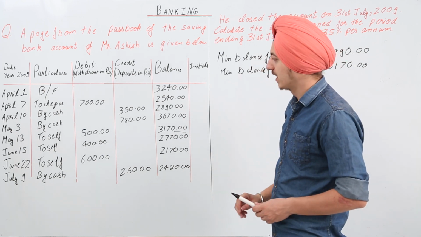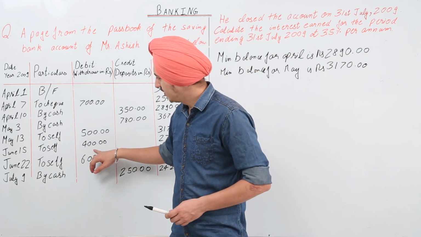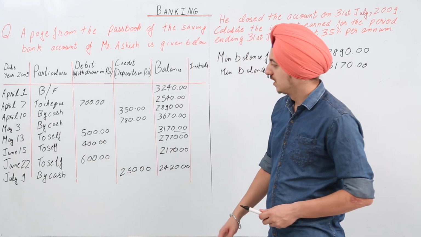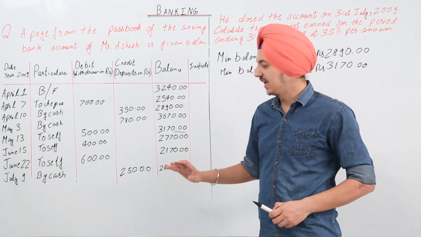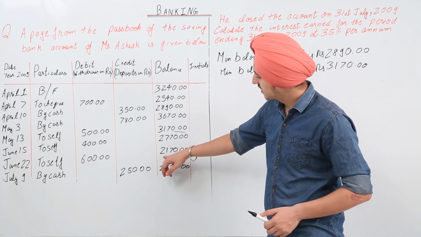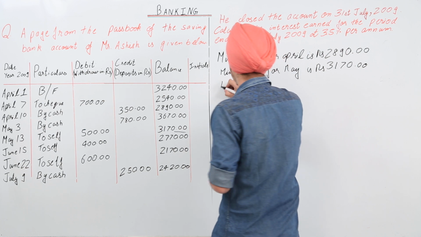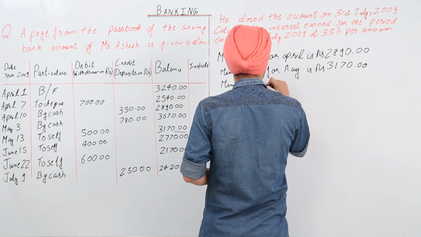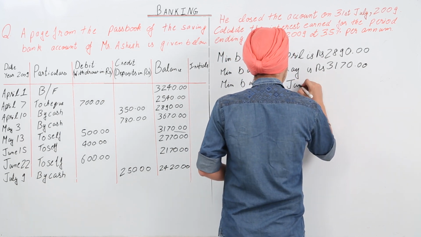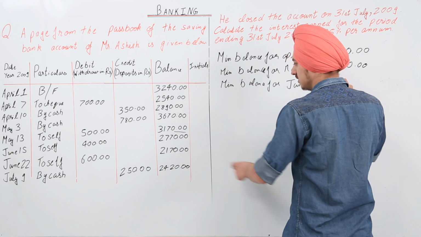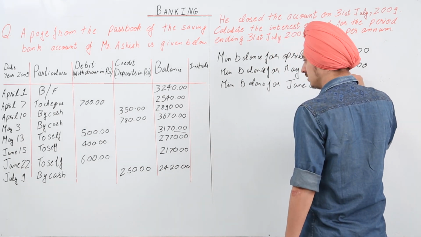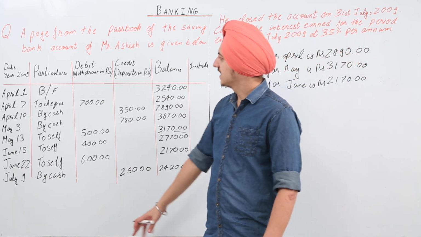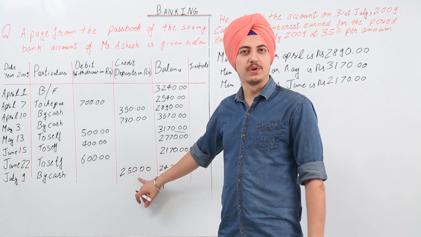So in the month of June, what happens is he withdraws rupees 400 on 15 June, and then he withdraws rupees 600 on the 22nd of June. So the minimum balance between 10th of June to the ending of June or 30th of June is rupees 2170, right? So the minimum balance for June is rupees 2170.00.